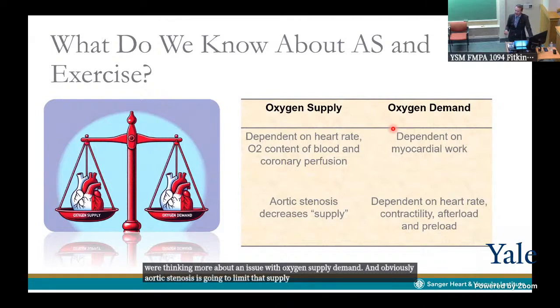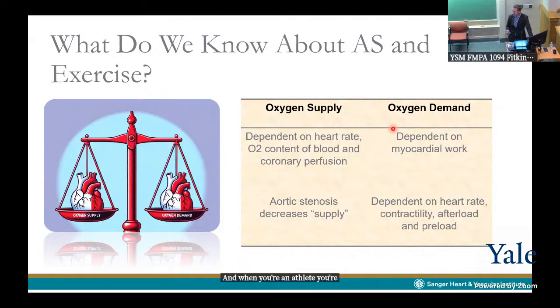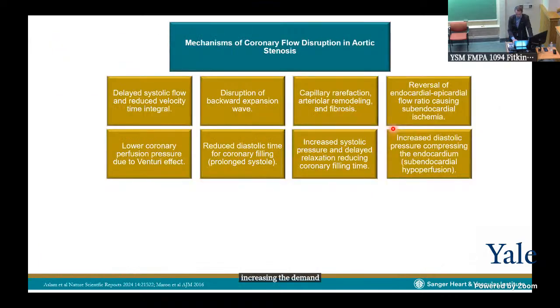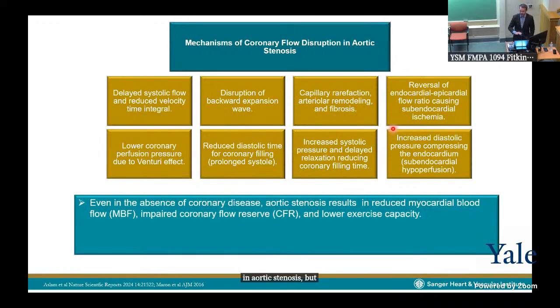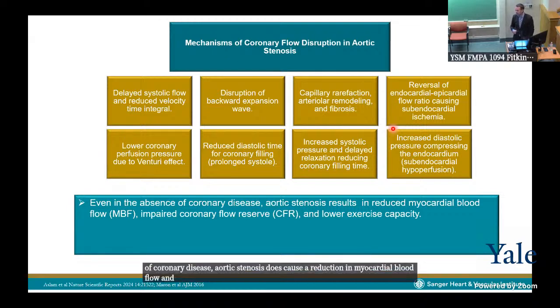And when you're an athlete, you're increasing the demand. And we do know, I'm not going to read through all the mechanisms here of coronary flow disruption in aortic stenosis, but I'll summarize it by saying that even in the absence of coronary disease, aortic stenosis does cause a reduction in myocardial blood flow and impaired coronary flow reserve. And so these people do get ischemic.